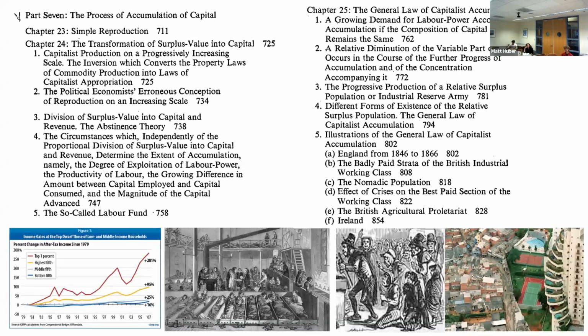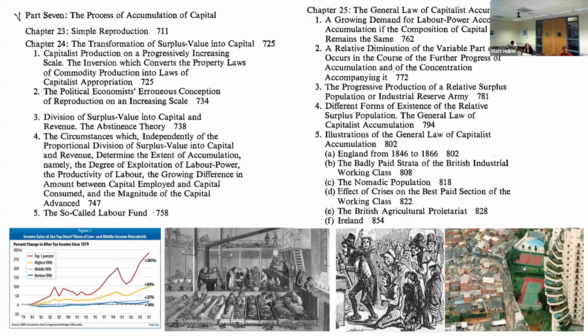So the first section of this is called capitalist production on a progressively increasing scale. Again, simple reproduction is not increasing the scale, it's just reproducing the same scale. Now we're talking about it's getting bigger and bigger. And he has a wonderful, let me read. And then he gets into the inversion, which converts property laws of commodity production into laws of capitalist appropriation.